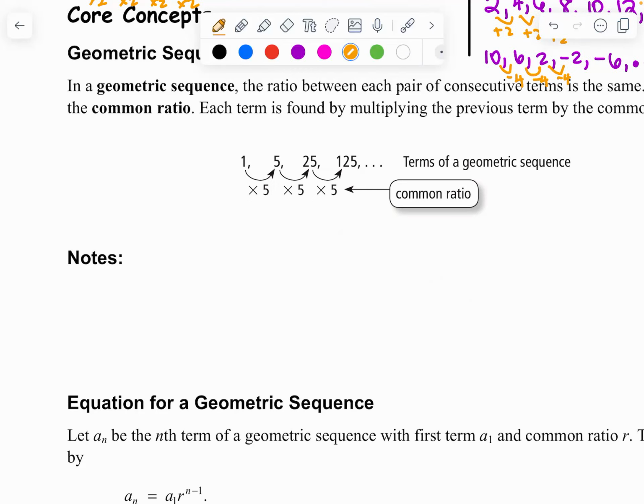Okay, notice how in this sequence, 1, 5, 25, 125, our common ratio is 5 because we're multiplying by 5 over and over and over. Now, what if I wrote 100, 50, 25, 12.5, and so on? How about you write it down also? Divided by 2. Yeah.